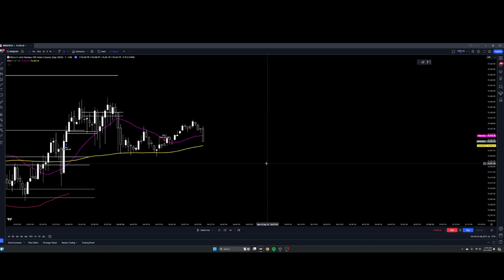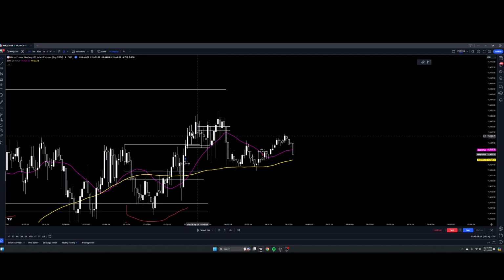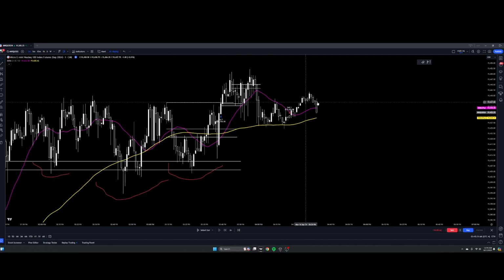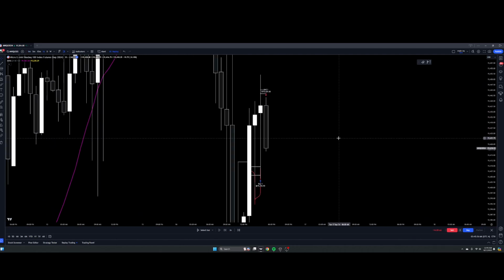So the best thing you could do for yourself is just stay out of it. If you have choppy consolidation like that, it is what it is, you know. So we're gonna go back onto our hourly. We're gonna see where we are here.